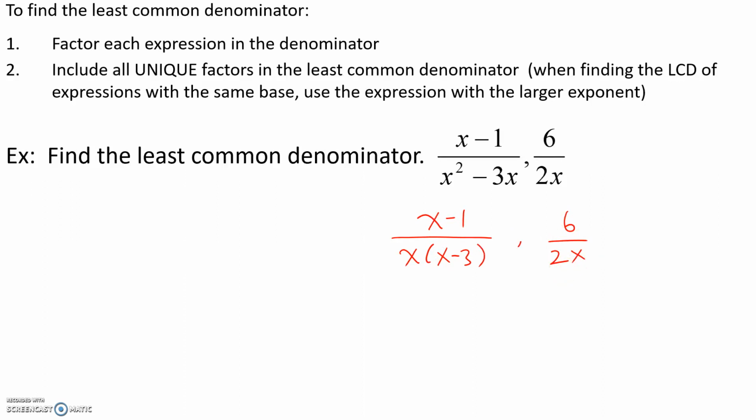Step 2, include all unique factors in the least common denominator. So what are the unique factors? Well, we have an x, we have an x minus 3, we have a 2. Now this x is already part of the LCD, therefore it's no longer a unique factor. Unique factors are factors that don't exist in the LCD. So the first two factors have to be in the LCD because the LCD is empty. But once we start filling it in, if you find a repeated factor, like this x here, which was already there from the first x, then we no longer have to include it in the LCD. So this will be our LCD. Our unique factors are x, x minus 3, and 2. The second x is already in the LCD.